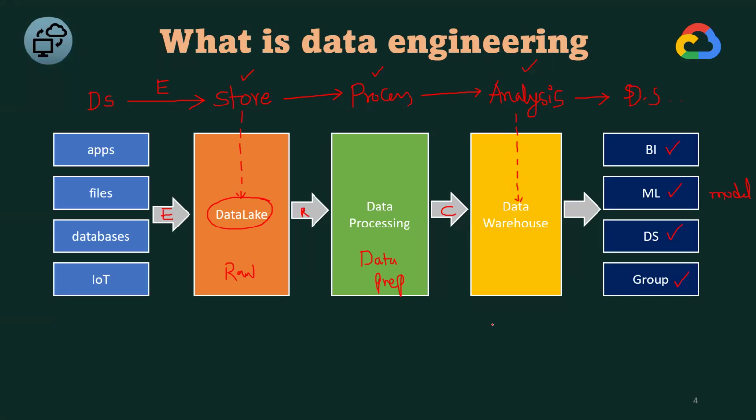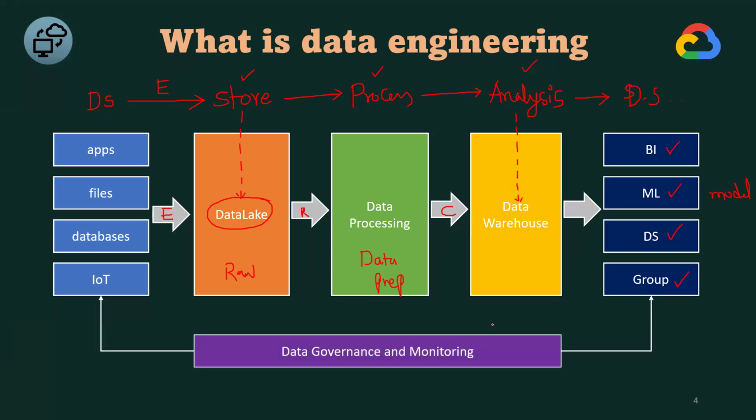Not only that, in addition to this, data engineering also has one important topic, that is data governance and monitoring. What data governance and monitoring says is that whatever data you are reading from the data sources, the same amount of data you have to send to the destination, because the quality of the data is very important. When I say quality, I mean data completeness and data accuracy. Data completeness means the same amount of data that you read, you have to send. That is what we call data completeness.